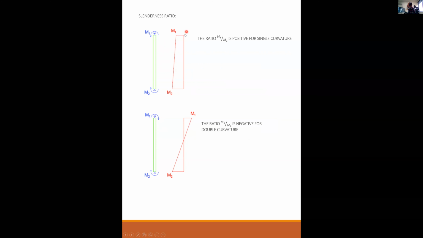In the moment diagram, for single curvature, M1 and M2 add to each other. And for double curvature, M1 is opposite of M2. So again, the ratio M1 to M2 is positive for single curvature and negative for double curvature.